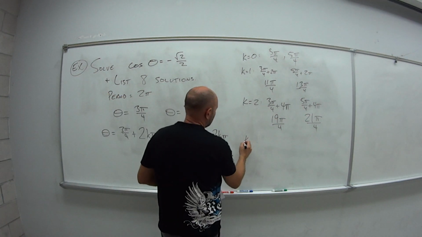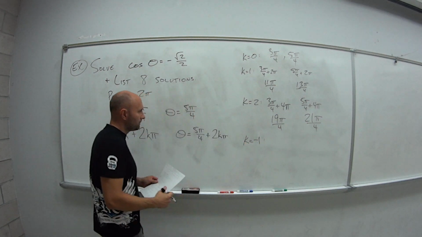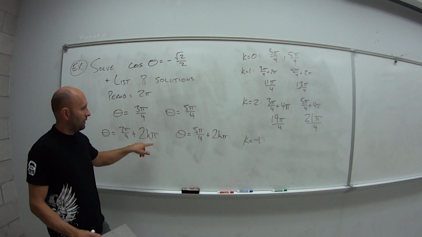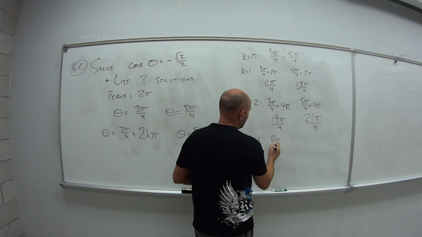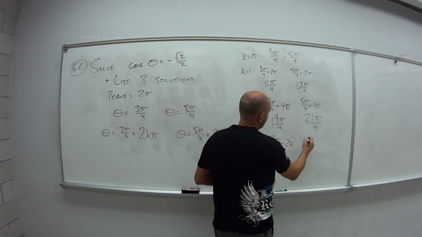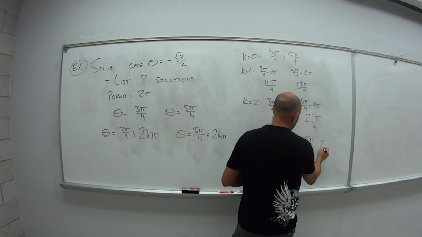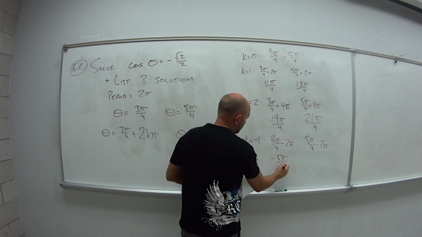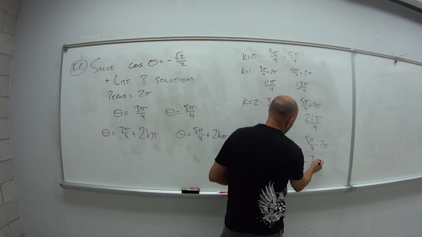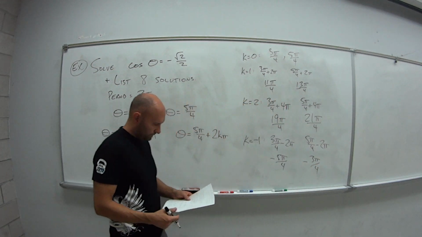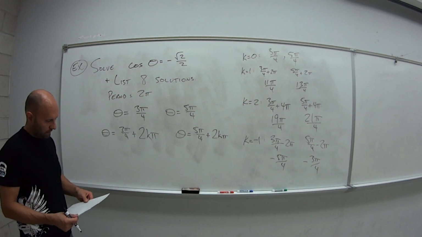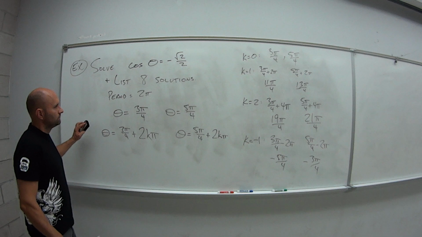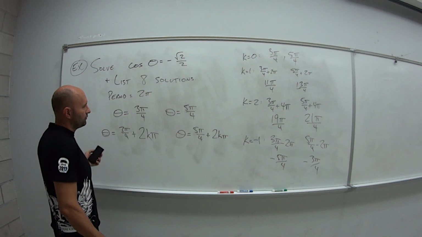And again, we can pick any values we want for k, so let's try k is minus 1. So if I plug in minus 1, I get 2 times negative 1 is negative 2 times pi, so that becomes 3 pi over 4 minus 2 pi, and 5 pi over 4 minus 2 pi, which gives us values of minus 5 pi over 4 and minus 3 pi over 4. So that's that one. So there's our 8 values, 2 for each when we choose a value for k.